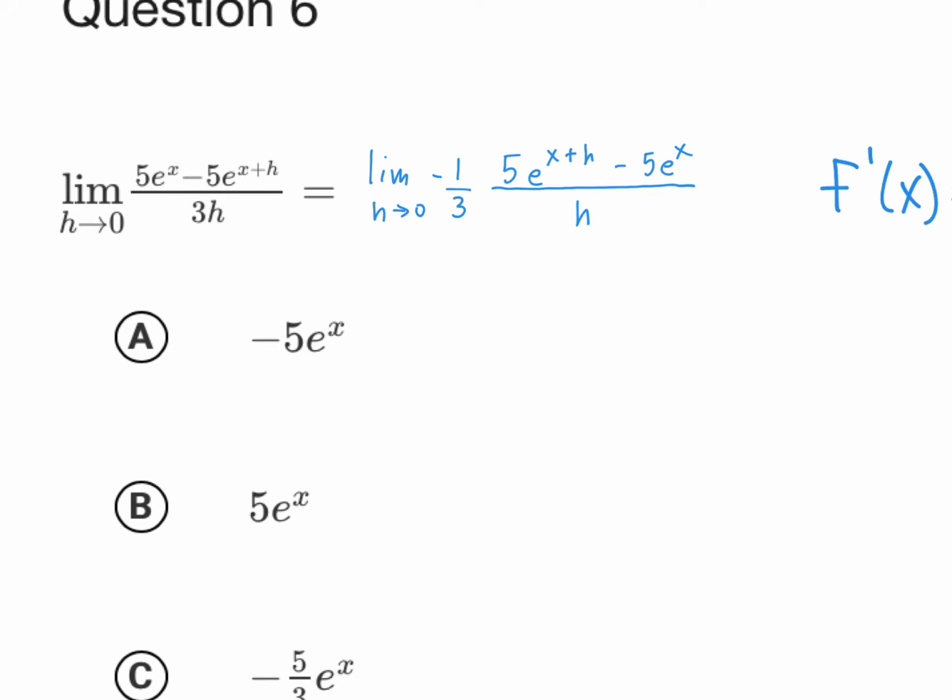Okay, I'm going to rewrite this just a little bit, so we can actually pull out this 1/3 from the limit. Anytime you have a limit of a number times something, you can always factor out, or pull out, that number.